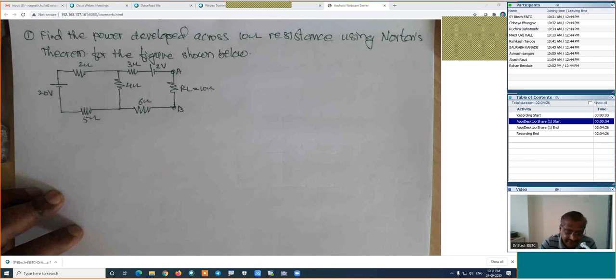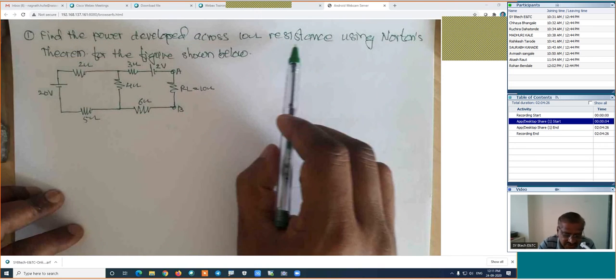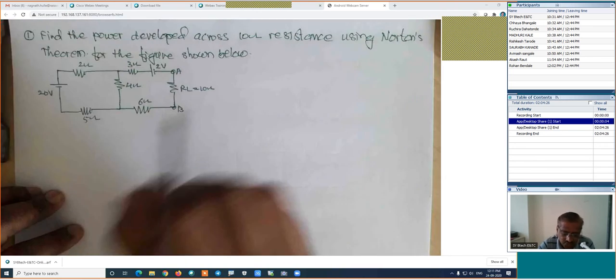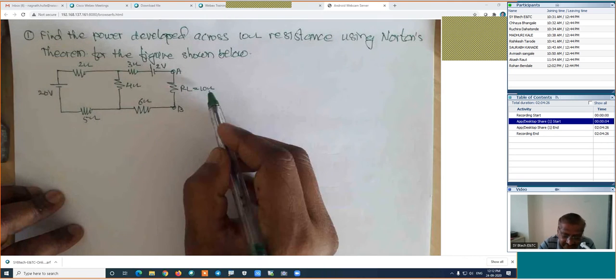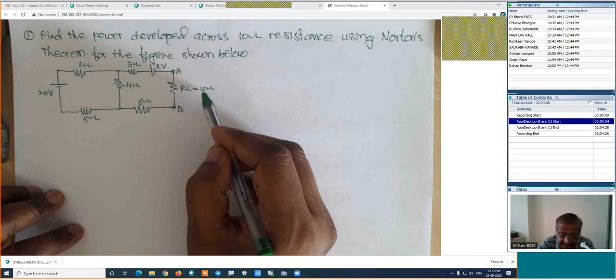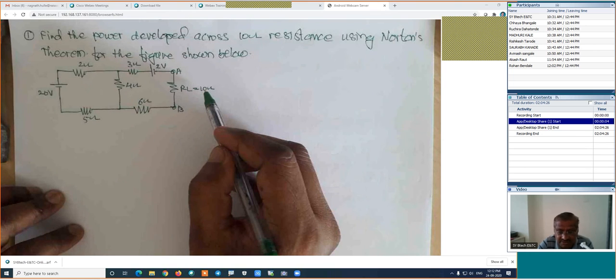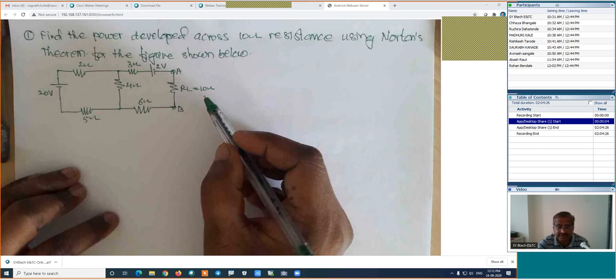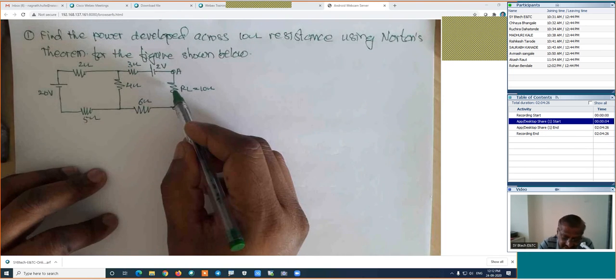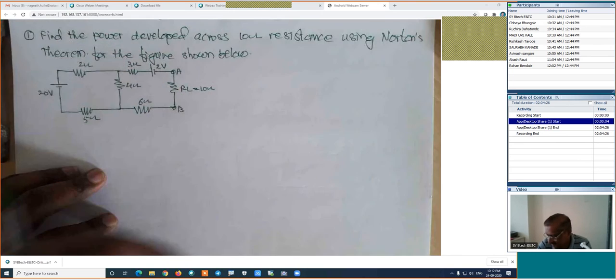Now here, find the power developed across the 10 ohm resistance using Norton's theorem for the figure shown below. This is the load resistance, and we are interested in the calculation of power developed across this load resistance. The formula for the power is IL square into RL. So indirectly, we are interested in calculating the current first.